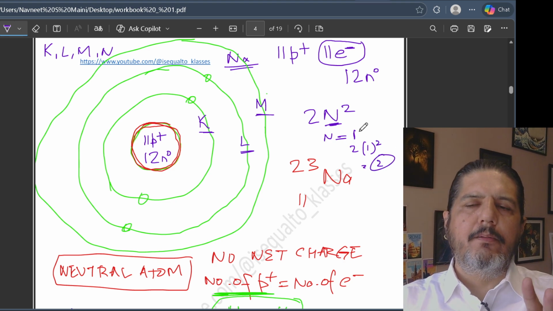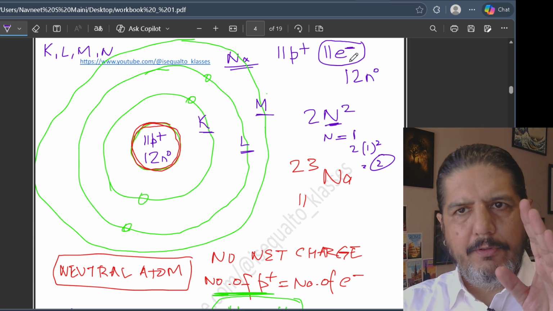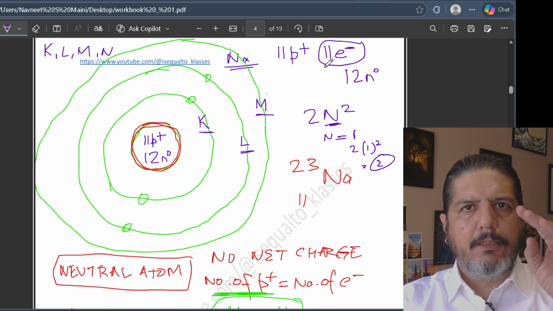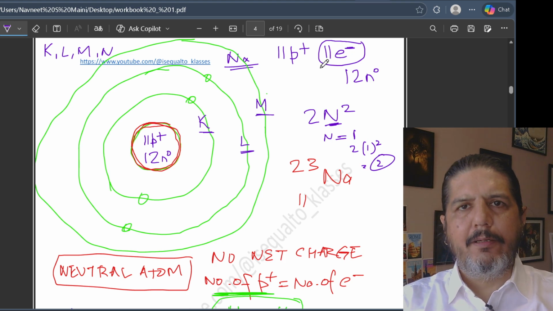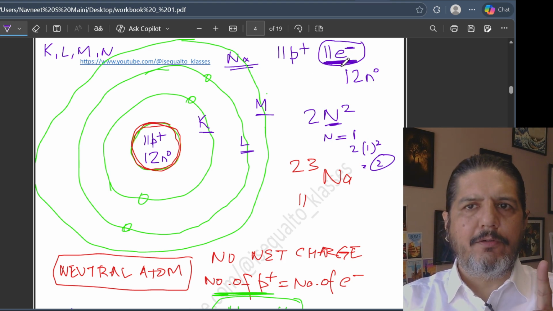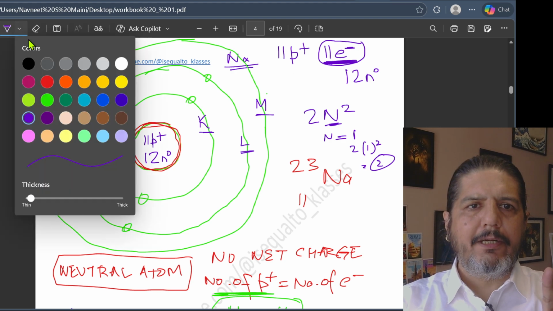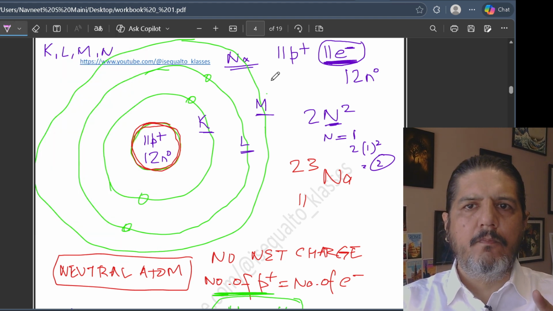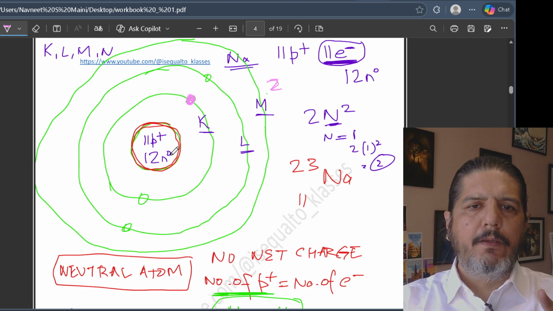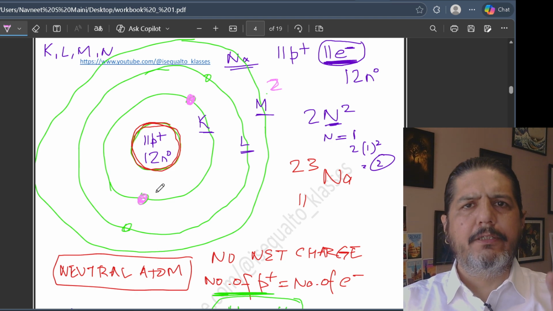What Mr. Bohr said was that, for example, when you have to draw the orbital diagram for sodium, you have 11 electrons. So, you will put 2 electrons in the first shell. Okay, so I'll put 2 electrons here, in the first shell. You can draw wherever you want in the first shell.